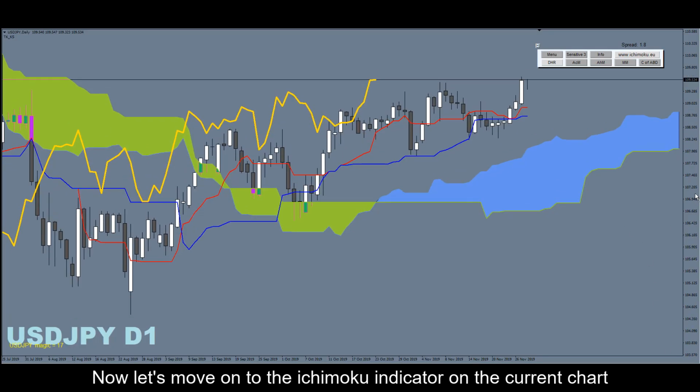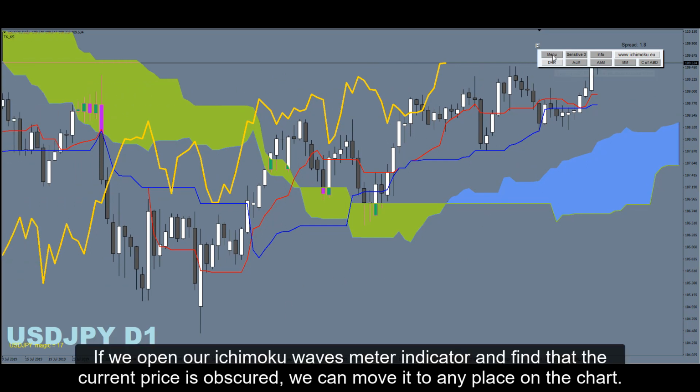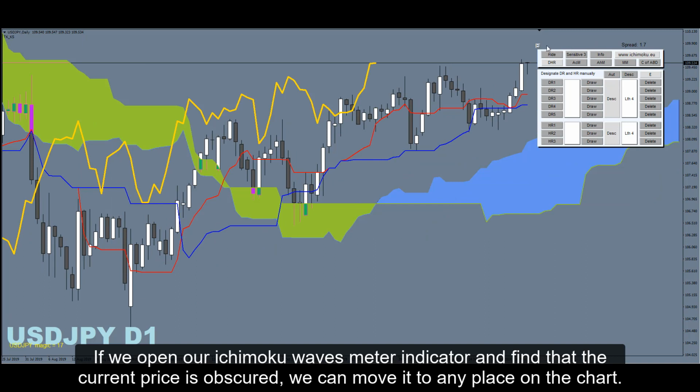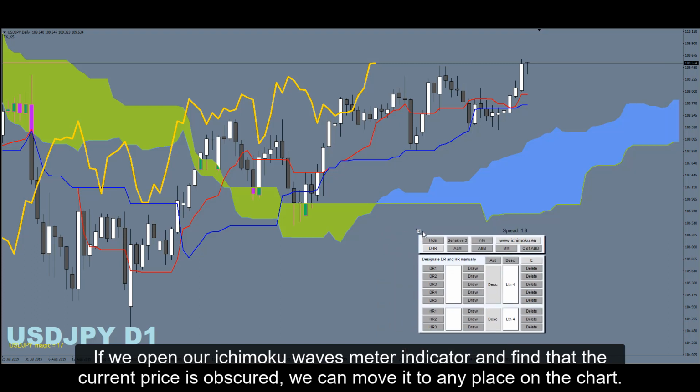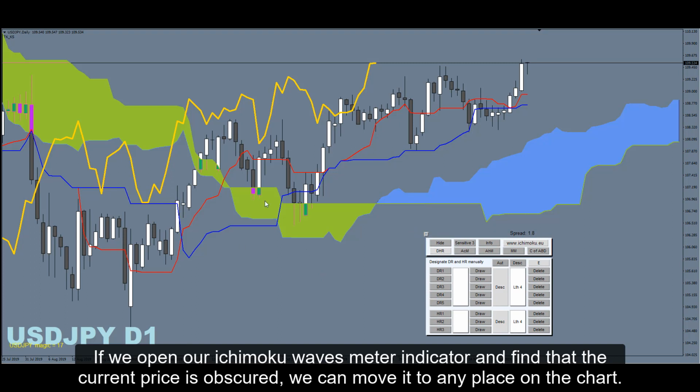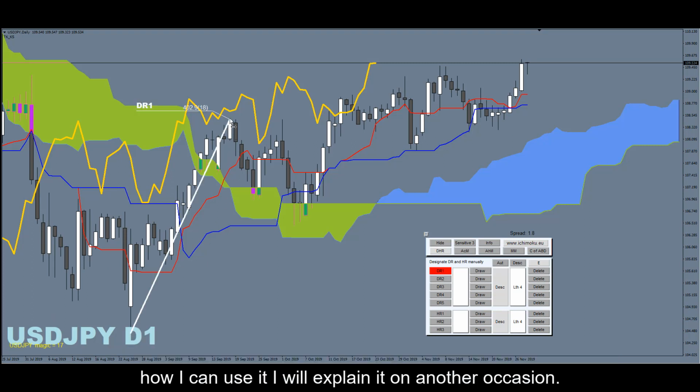Now, let's move on to the Ichimoku indicator on the current chart. If we open our Ichimoku Waves Meter indicator, and find that the current price is obscured, we can move it to any place on the chart. This is the first panel that will be found, the impulse measurement section. How I can use it, I will explain on another occasion.